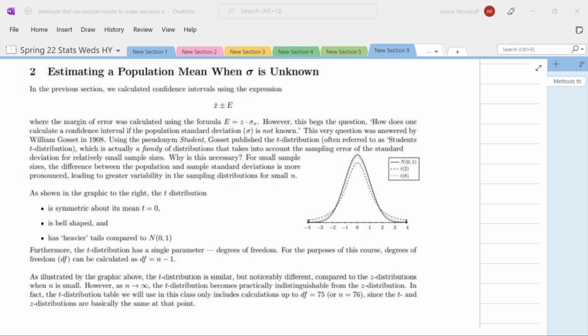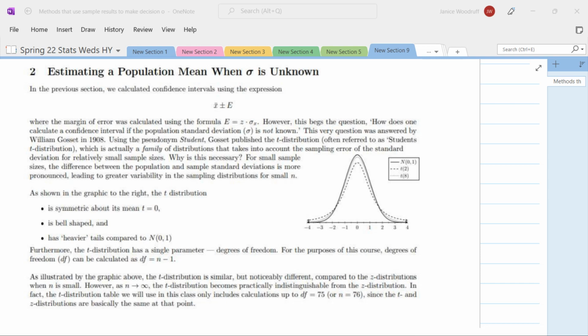However, this begs the question, how does one create a calculated confidence interval if the population standard deviation is not known? Okay, because we can't gather all of that data. This question was answered by William Gossett in 1908 using the pseudonym Student. Gossett published the t distribution, so that's referred to as the Student's t distribution, a family of distributions that takes into account the sampling error of the standard deviation for small sample sizes.